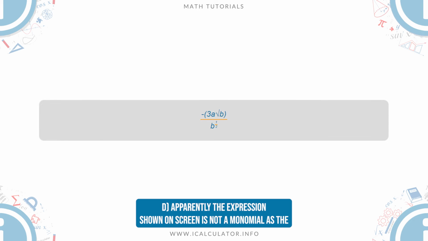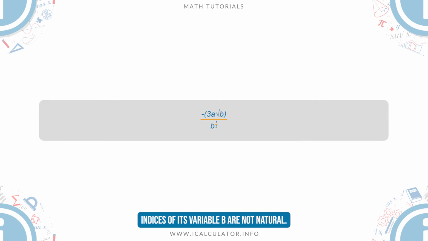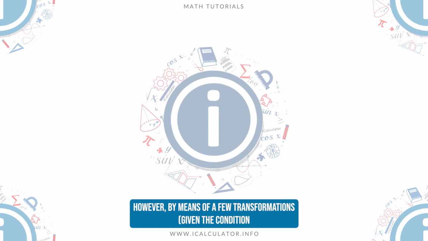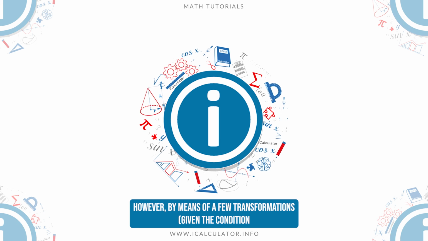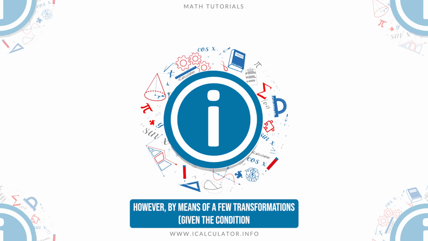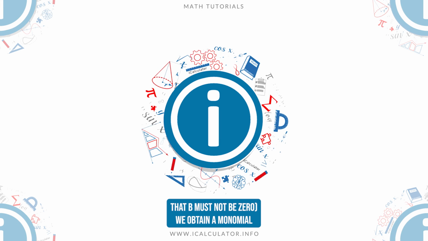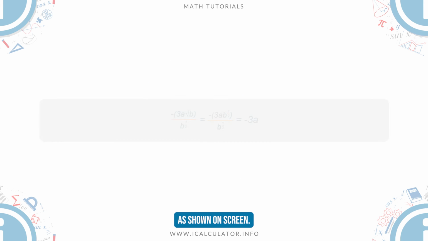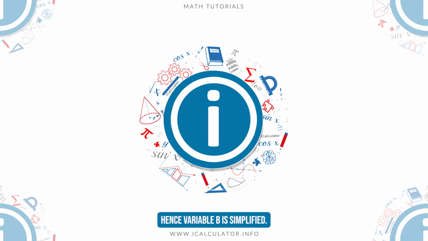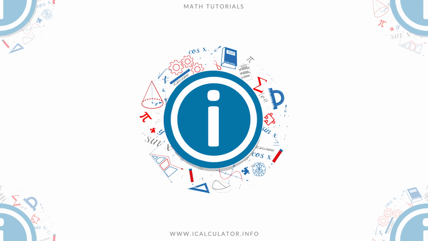D. Apparently the expression shown on screen is not a monomial as the indices of its variable b are not natural. However, by means of a few transformations, given the condition that b must not be 0, we obtain a monomial as shown on screen. Hence, variable b is simplified.